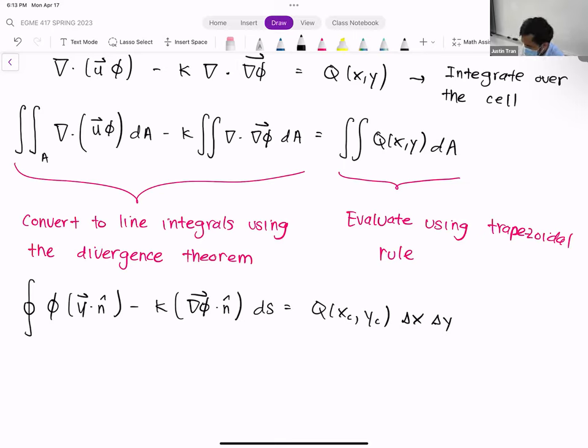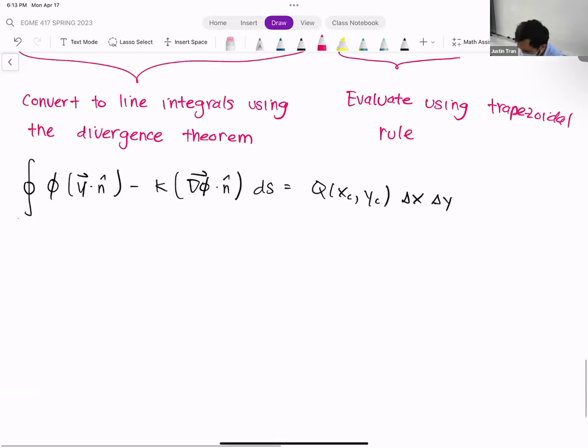So the right-hand side of this expression, the source term, is all done. There's nothing more we can do on that side, but we can work on the left-hand side quite a bit. Remember what this represents. This represents a line integral that goes around all the edges of our finite volume cell.